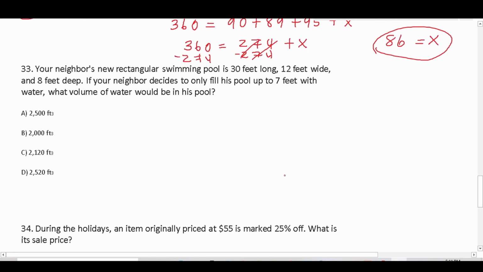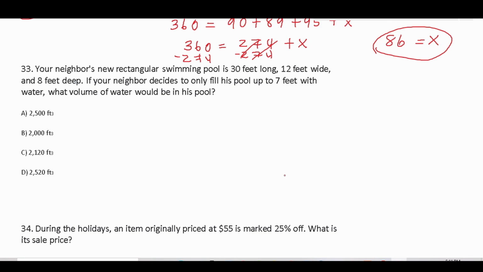All right, so number 33 says, your neighbor's new rectangular swimming pool is 30 feet long, 12 feet wide, and 8 feet deep. Your neighbor decides to only fill his pool up to 7 feet with water. What is the volume of water? What volume of water would be in his pool?